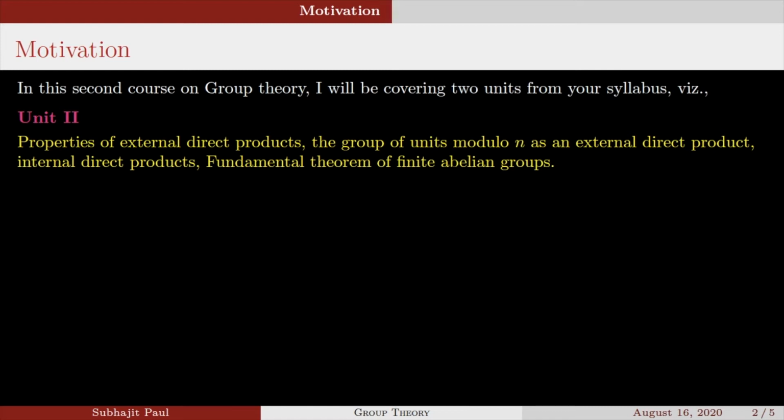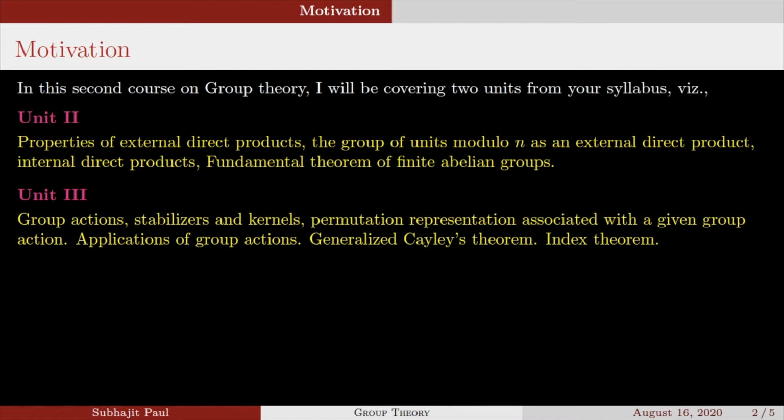So that group of units with respect to the usual multiplication forms a group. So that group is here told about. The group of units modulo n as an external direct product. Internal direct products, fundamental theorem for finite abelian groups. Unit 3 contains group actions, stabilizers and kernels, permutation representation associated with a given group action, applications of group actions, and generalized Cayley's theorem, index theorem.